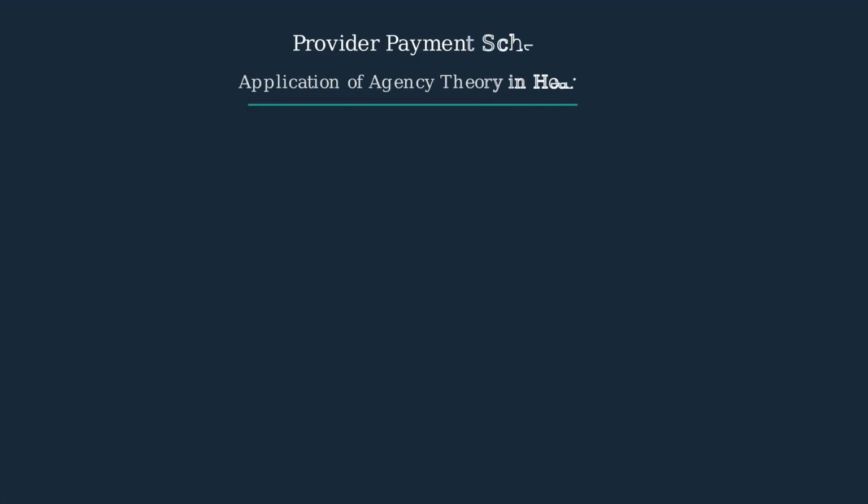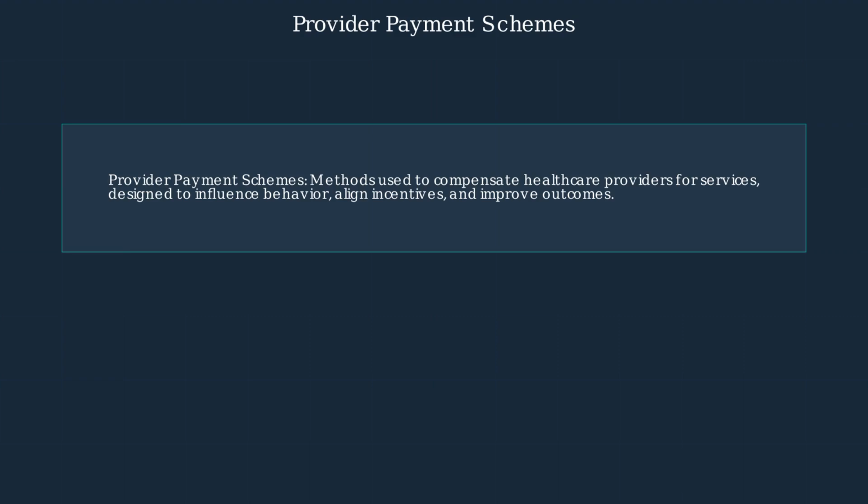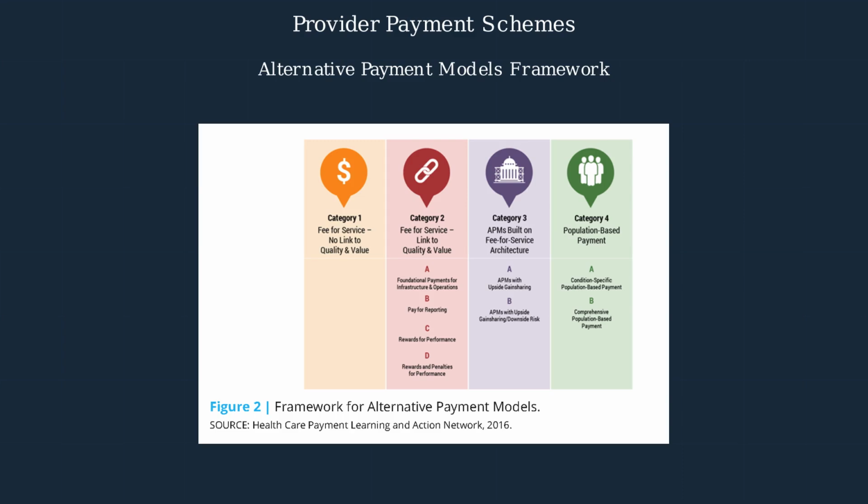Provider payment schemes are a practical application of agency theory in healthcare systems. Provider payment schemes are methods used to compensate healthcare providers for their services. These schemes are deliberately designed to influence provider behavior, align incentives, and improve patient outcomes. Healthcare systems use various payment models, ranging from basic fee-for-service to advanced population-based payment approaches. Each model generates different incentives for providers and varying levels of data for policymakers.